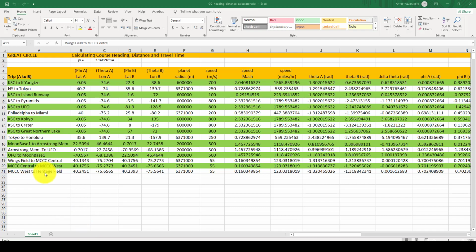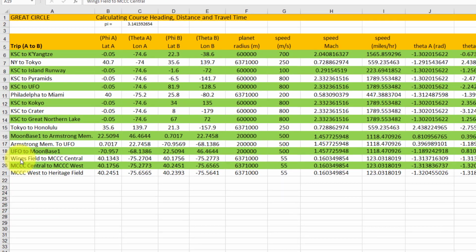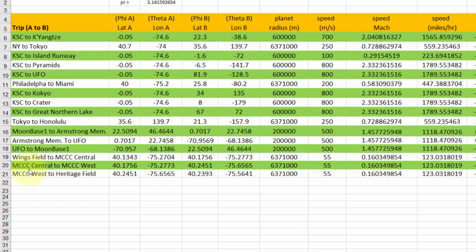And you can see down here at these last 3 rows, I've got this trip from Wingsfield to Monco Central Campus, and from the Central Campus to the West Campus, from West Campus to Heritage Field. And by the way, I'm using the same spreadsheet with the same formulas that I was using for trips in Kerbal Space Program, for points on the planet Kerbin, and for points on the moon of Kerbin. It's the same formula. It's doing exactly the same calculations. And also there's some calculations here for trips on Earth. And what we're getting is the true heading, the heading relative to north, the geographic or true north.